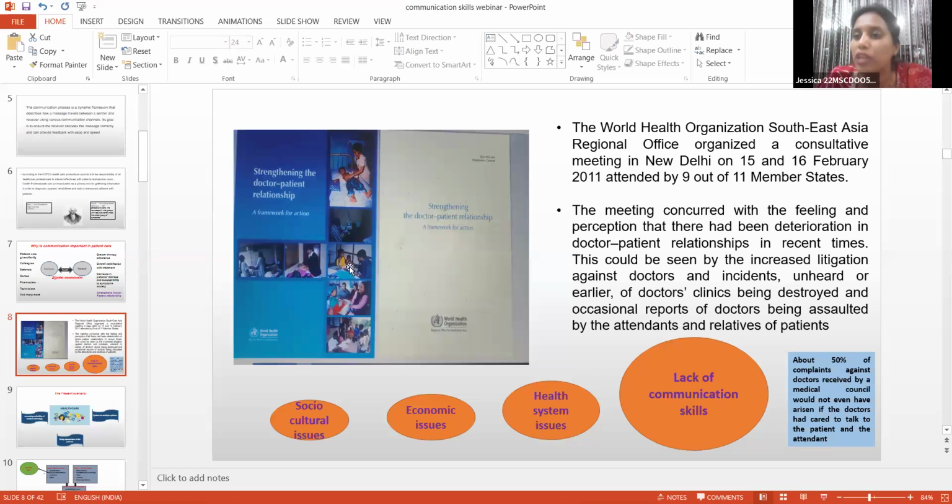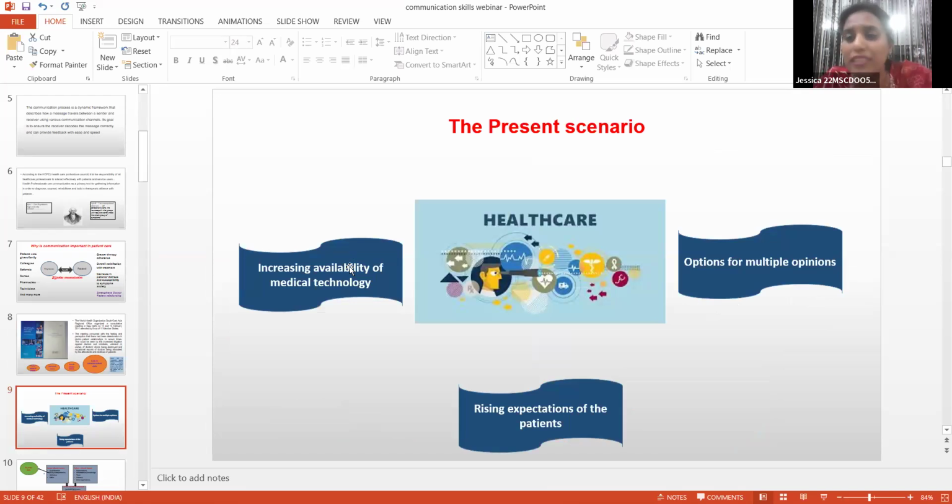The doctor has his own perception and reasons why he is not able to adequately meet the patient's needs, because nowadays it is the lack of time, and the patients have their own reasons why they do not feel satisfied with the interaction with the doctor. Now, the present scenario in our healthcare system is increased availability of medical technology. So it's not only the doctors they are dependent on; technology is there to aid them. There are options for multiple opinions, like patients doing doctor shopping. If one doctor is not available, there are many more options available. Next is the rising expectations of patients. Patients have excessive expectations in today's scenario. So keeping in mind today's scenario, again, I will re-emphasize the need for effective communication in patient care.